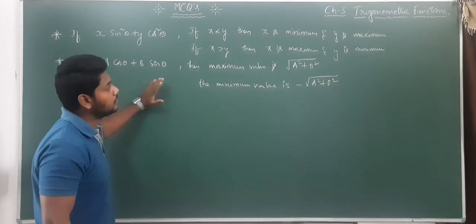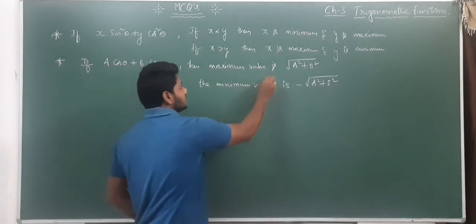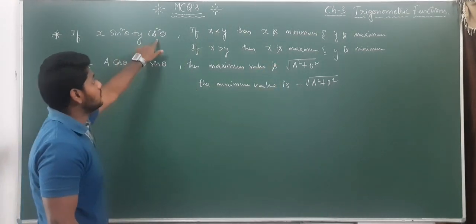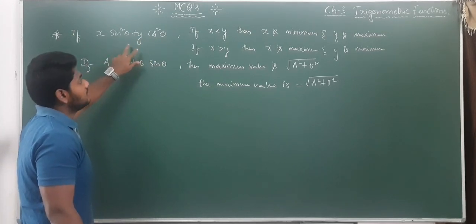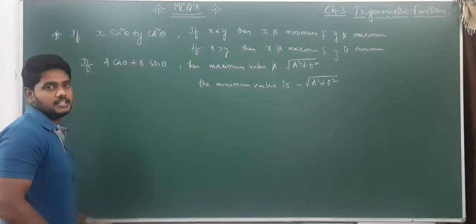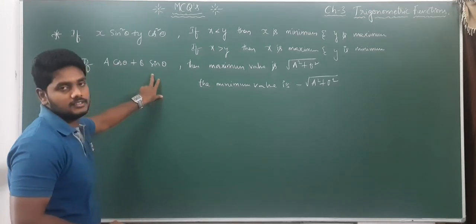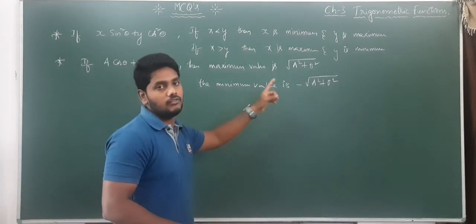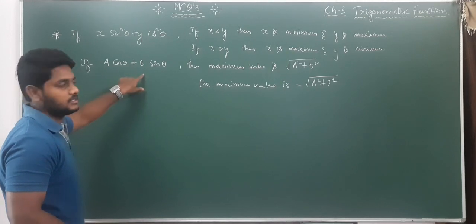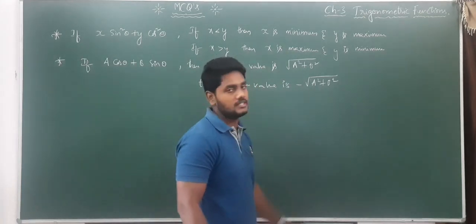See, these two are very important. In this model, the chances are high that a question will be asked from trigonometry. If x sin square theta plus y cos square theta, then whichever of x and y is larger we consider as maximum, and whichever is smaller we consider as minimum. If it is given in the form a cos theta plus b sin theta, then the maximum value is square root of a square plus b square, where a and b are real numbers, and the minimum value is minus square root of a square plus b square.